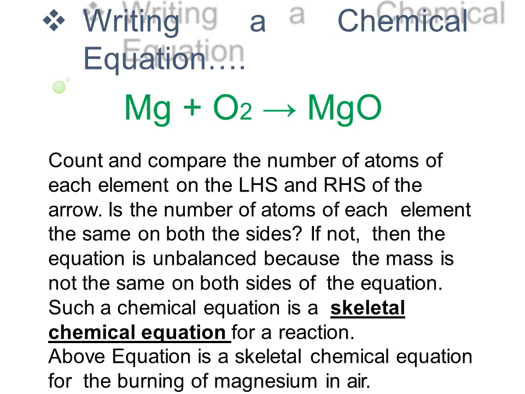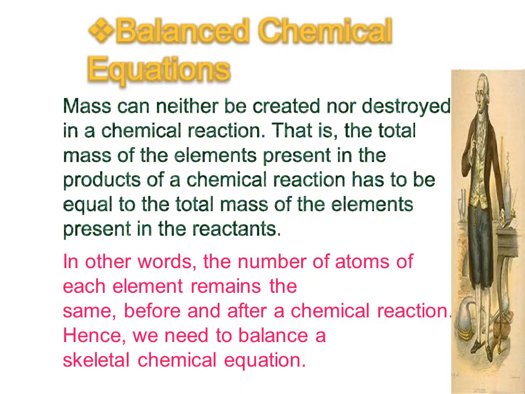Starting with the writing of chemical equation, as this is a skeletal equation, Mg plus O2 will form MgO. As we are seeing here, on the left hand side one magnesium is there, on the right hand side one magnesium is there, so magnesium is already balanced, while on the left hand side two oxygens are there and on the right hand side one oxygen is there. So this is an unbalanced chemical equation. So the next part is balanced chemical equations.